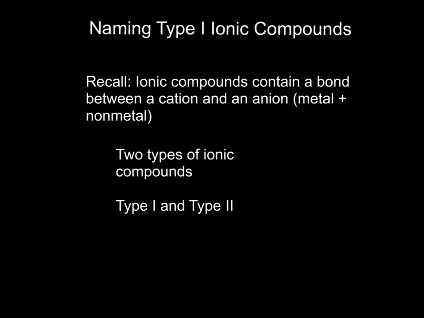Alright everyone, tonight we're going to look at how we name type 1 ionic compounds. If you recall from yesterday's lecture, we learned about ionic compounds and the fact that they contain a bond between a cation and an anion, and they're held together by those mysterious electrostatic forces because opposite charges attract. We also know now that an ionic bond is a bond that occurs between a metal and a nonmetal, and the electrons get transferred. There are two types of ionic compounds that we're going to investigate, type 1 and type 2. Tonight's lecture is about type 1 compounds.